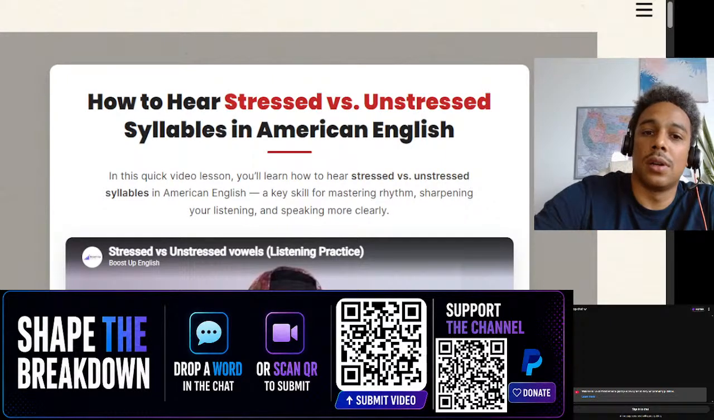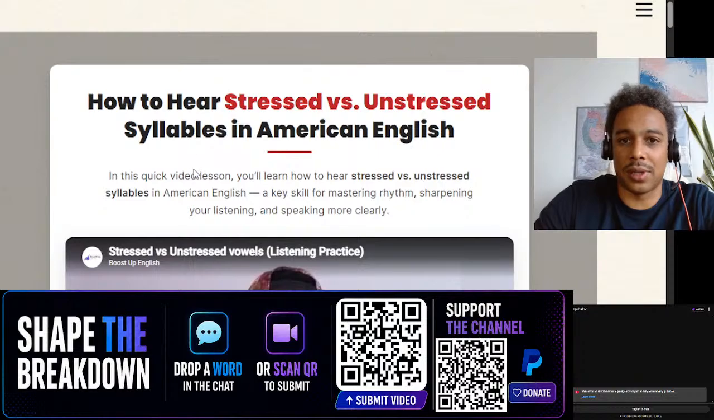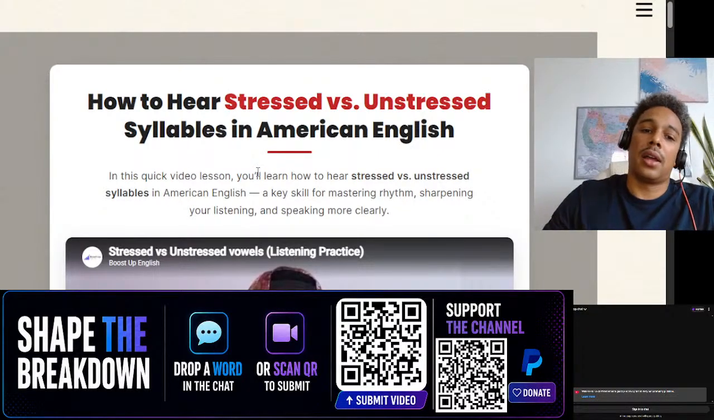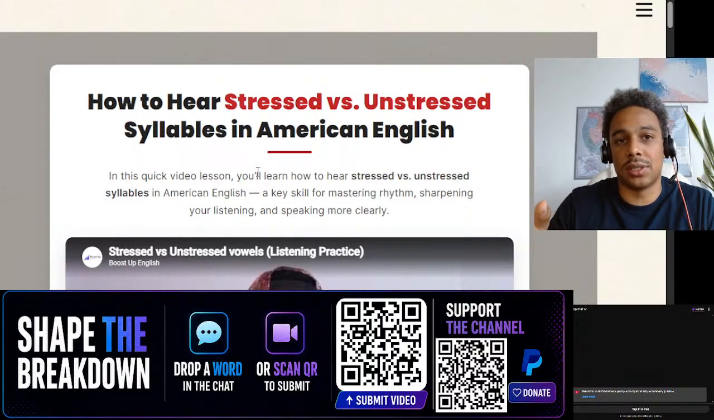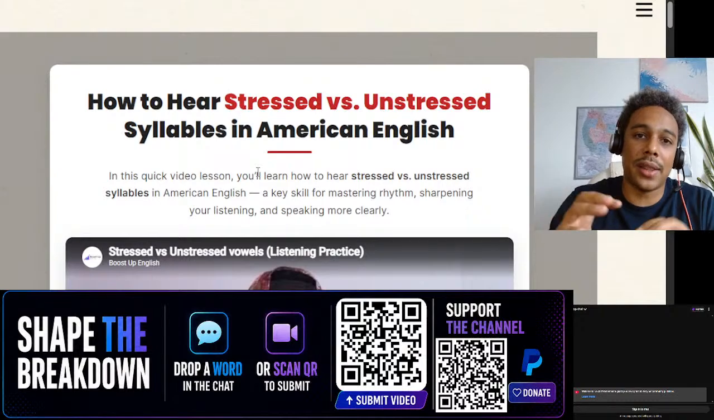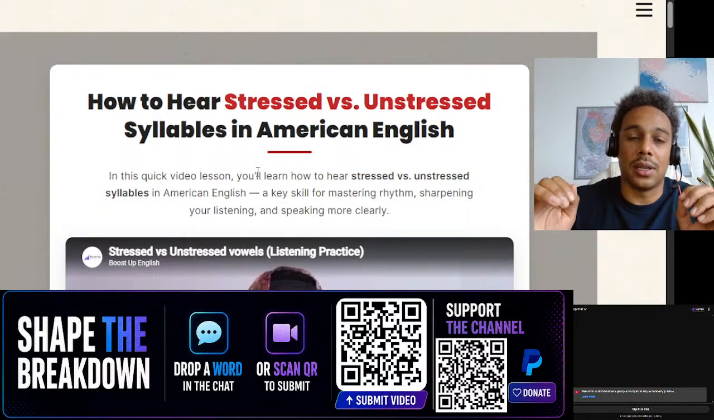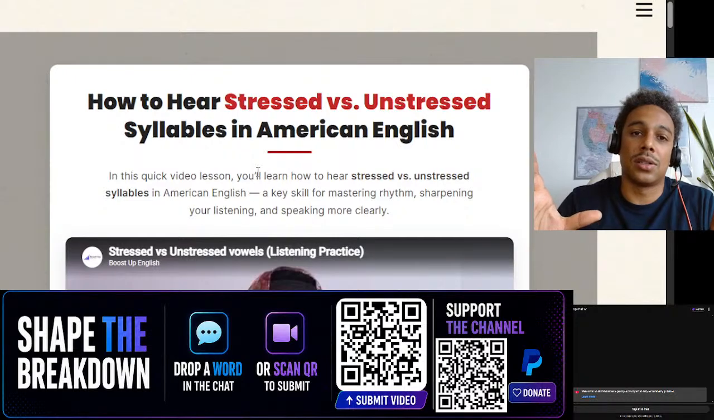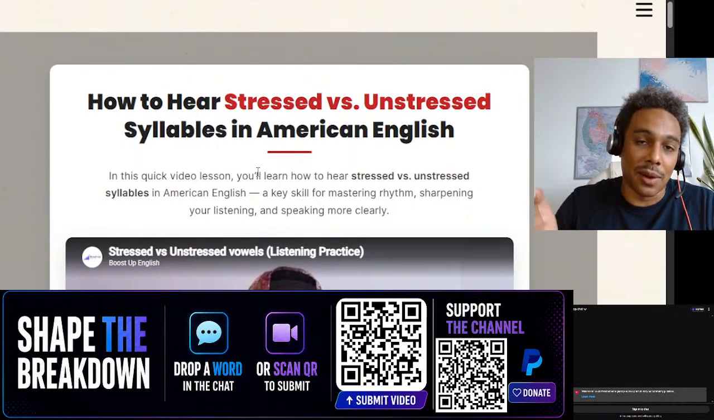All right, so stress versus unstressed. What you need to know about this is that in English, every vowel has two versions. There's a stressed version and an unstressed version. And the way that we understand which version you're using is like a recipe. So it's really important for us to hear the recipe in the way that we're familiar.